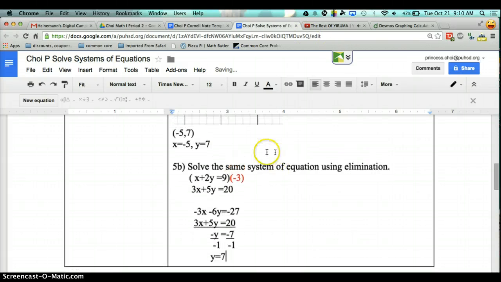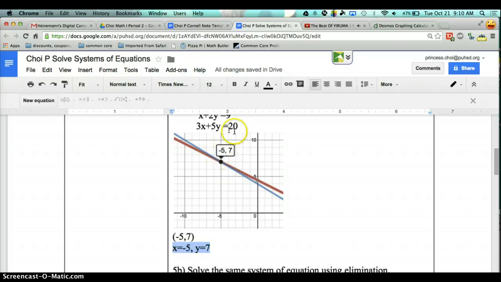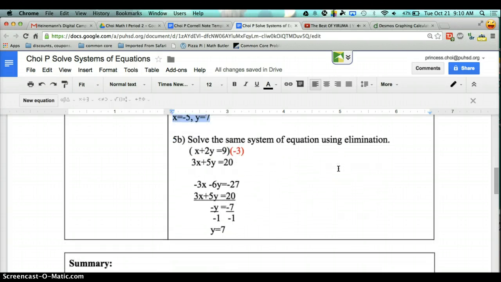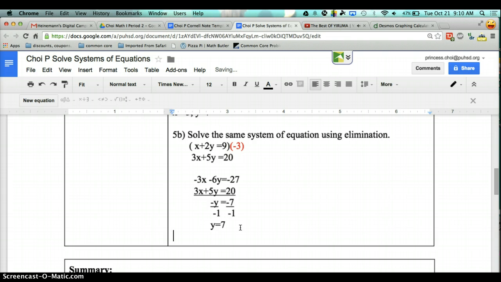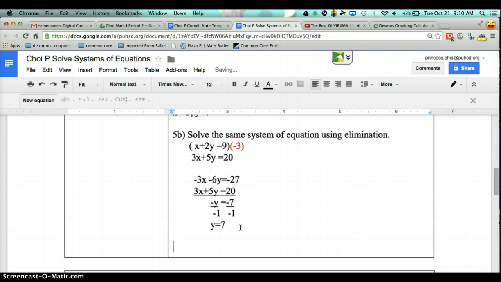Oh wow, isn't that what we already got over here? That was the answer, and we got it so fast using graphing, because we have the calculator, duh, right? But we actually have to learn how to do this. I don't really know why, but we have to, okay? So now let's find out what x is equal to. How can we find out what x is equal to, guys?